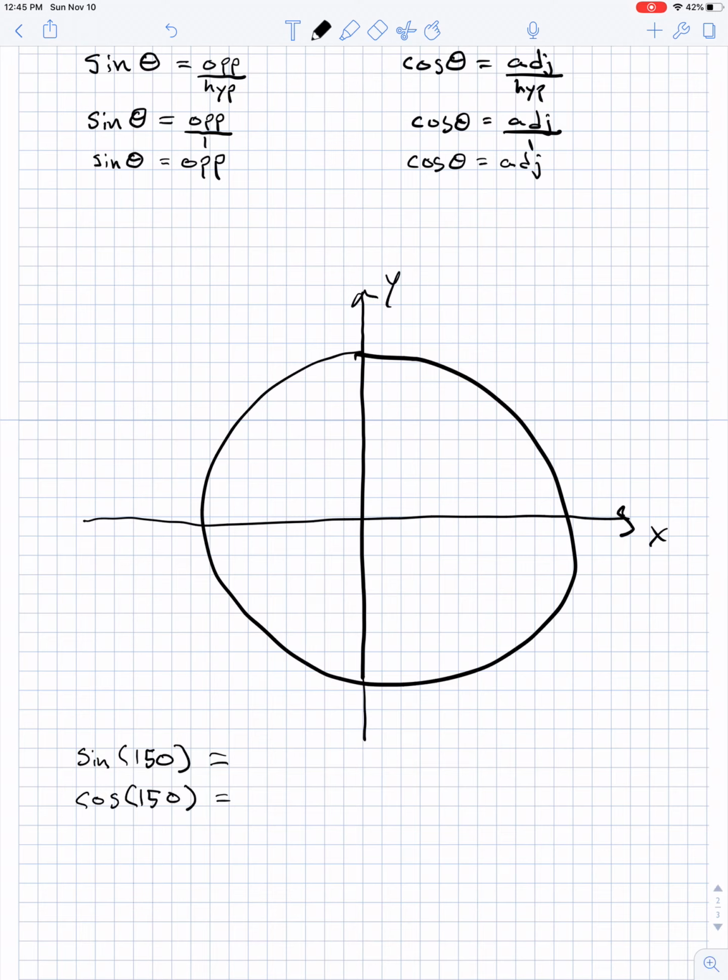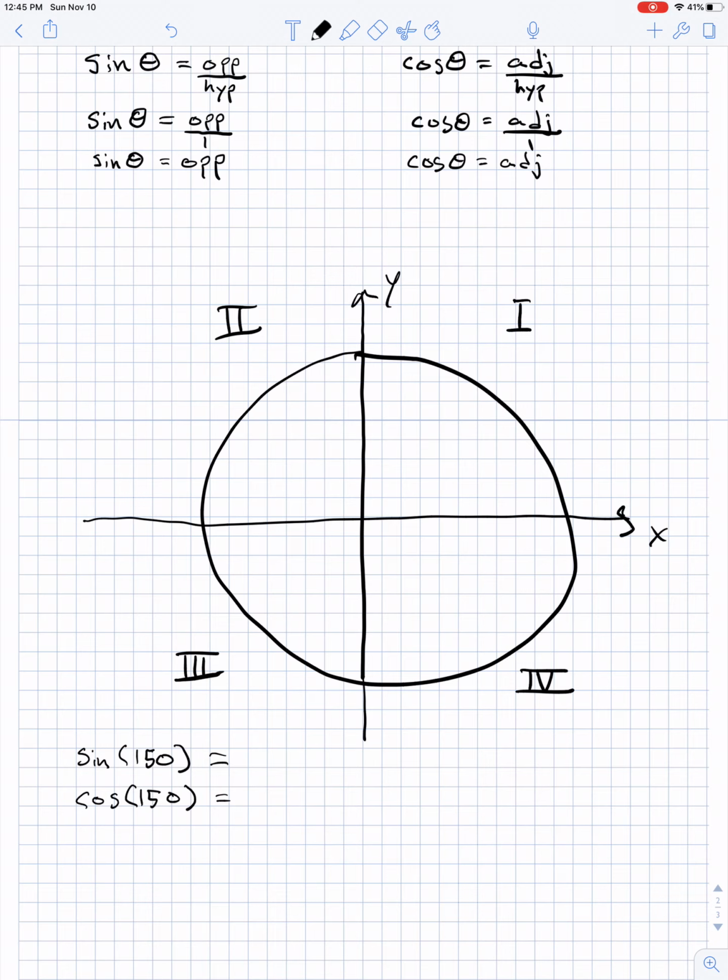Okay, so the first thing you always want to do is draw the triangle. We're going to call this quadrant 1. That's 0 to 90 degrees. This will be quadrant 2. That's 90 to 180 degrees. This will be quadrant 3, which is 180 to 270 degrees. And this will be quadrant 4, which is 270 degrees to 360.